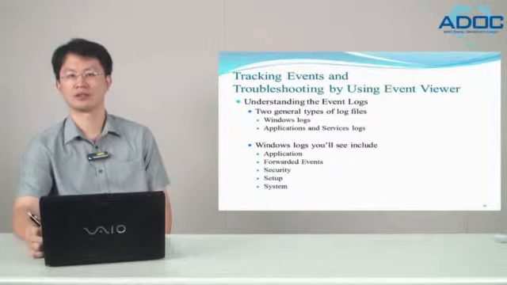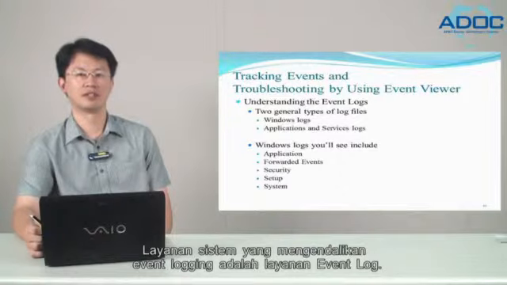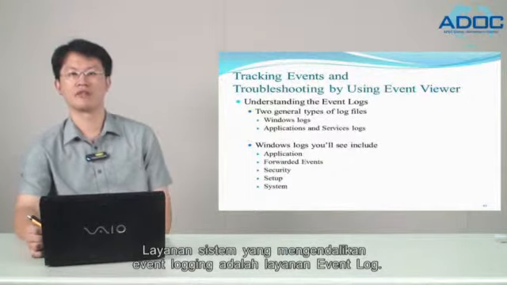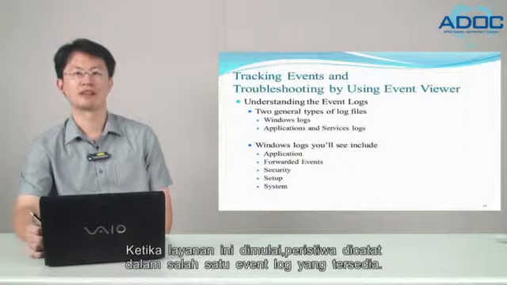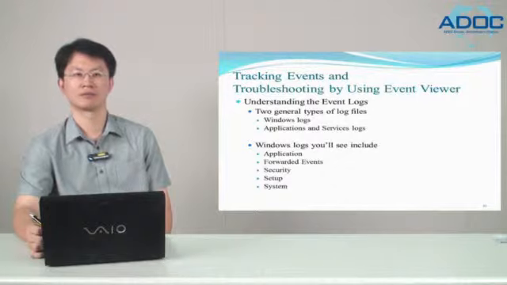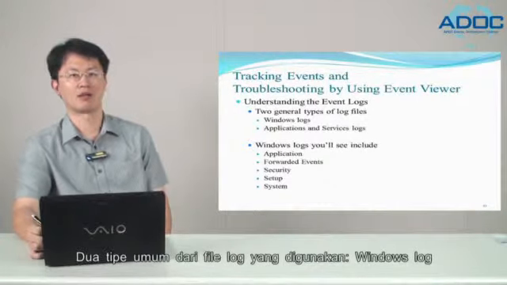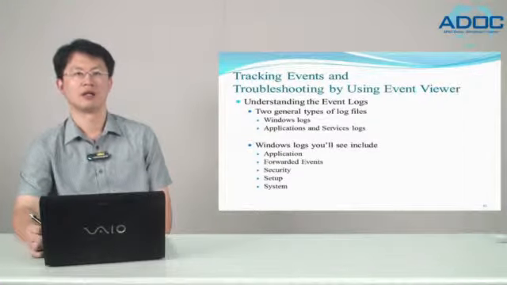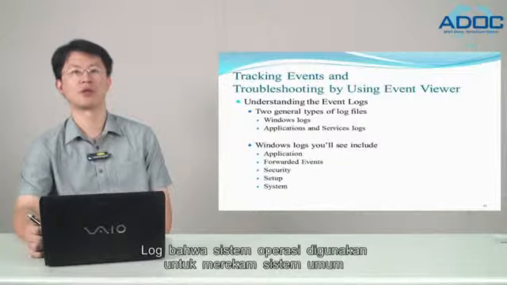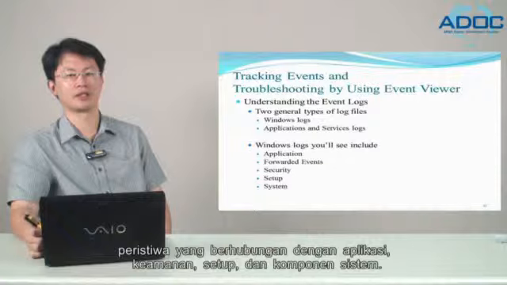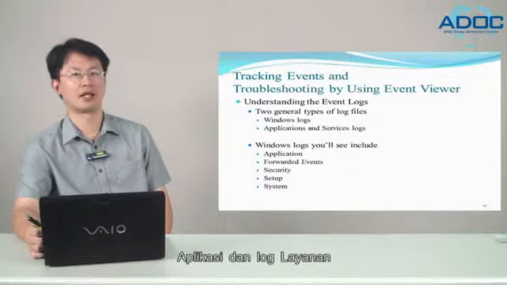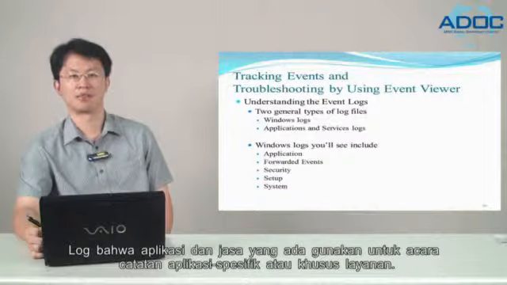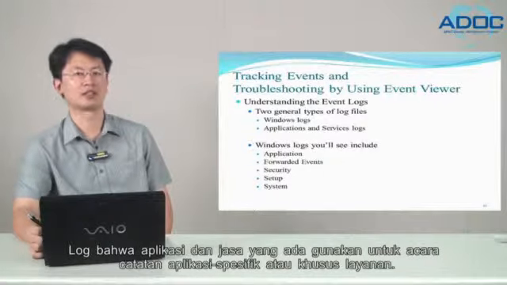And understanding the event logs. The system service that controls event logging is the Event Log service. When this service is started, events are recorded in one of the available event logs. Two general types of log files are used: Windows logs, which are logs that the operating system uses to record general system events related to applications, security, setup, and system components; and Applications and Services logs, which are logs that specific applications and services use to record application-specific or service-specific events.